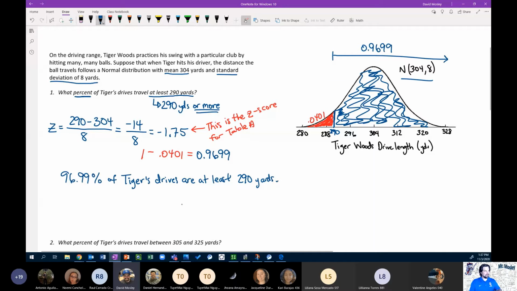So that's the first example. What questions do you have? What can I clarify?